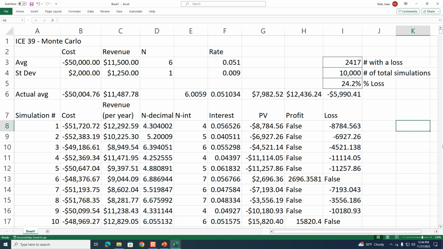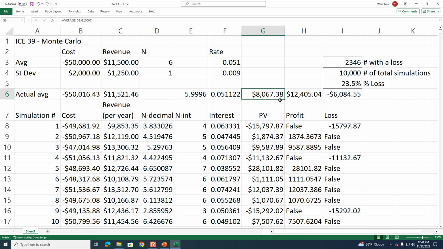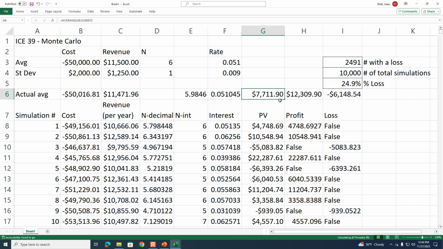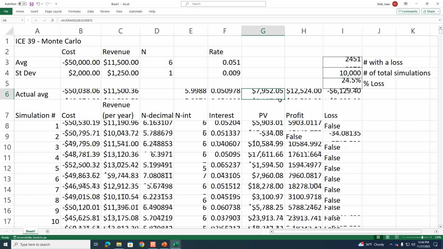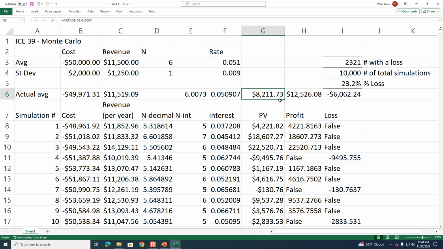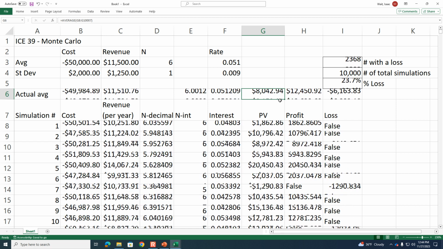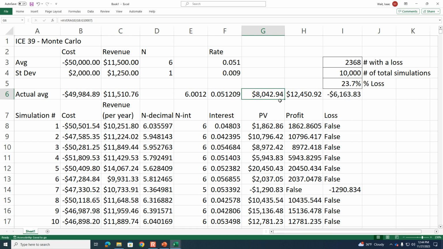Okay, so I think we've answered so far A through D. A was asking the average present value, and we found that the average present value, that's this one. For mine, it's saying right now 79.82. If I calculate it again, 8,000, 77, 79. So in the range of $8,000 is the average present value.